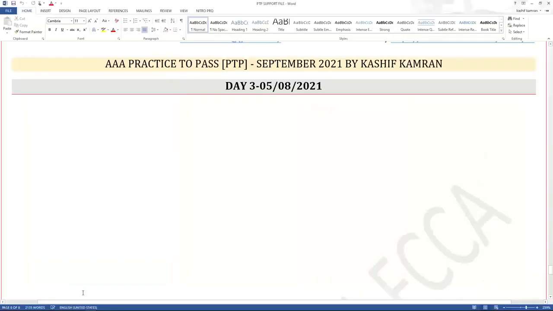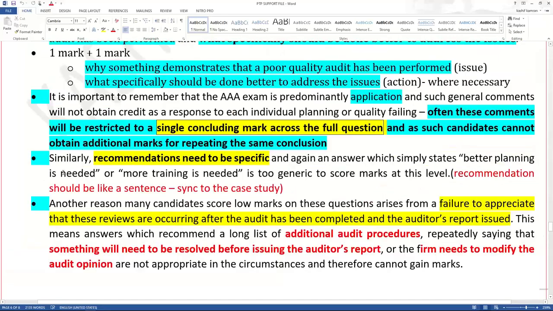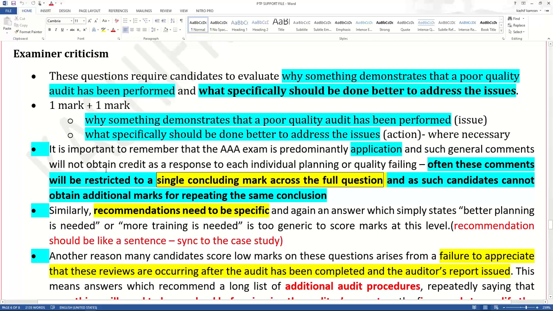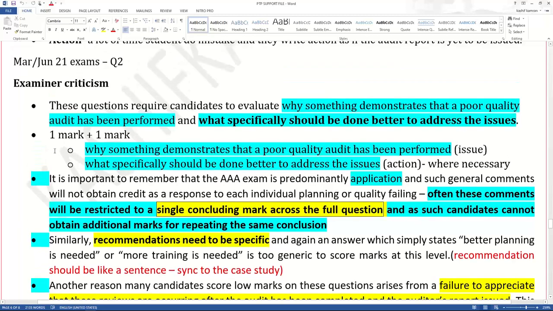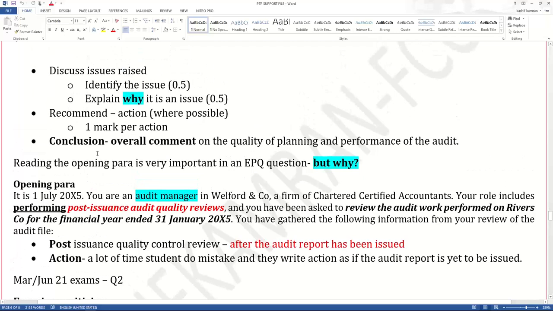Now, if I just take my Word file, which I use every day, and go to the preceding Word file which I was using yesterday on day 2, just to ensure a quick recap of things before we get to the day 3 agenda. Yesterday, in my day 2, we went across the examiner criticism, and that was very, very important. You got notes of that, and this file has already been shared with all of you. So I hope you've read and revised this criticism, because that's very, very important. We also went across the nature of the question which comes on ethical, professional and quality control issues, and I did discuss with you the marking scheme as to what a student should be doing when it comes to an ethical, professional and quality control question.